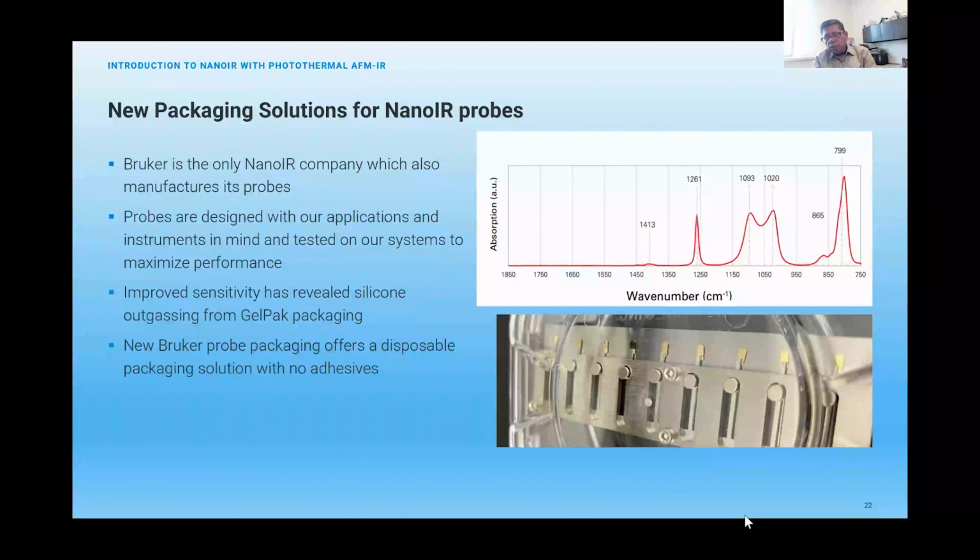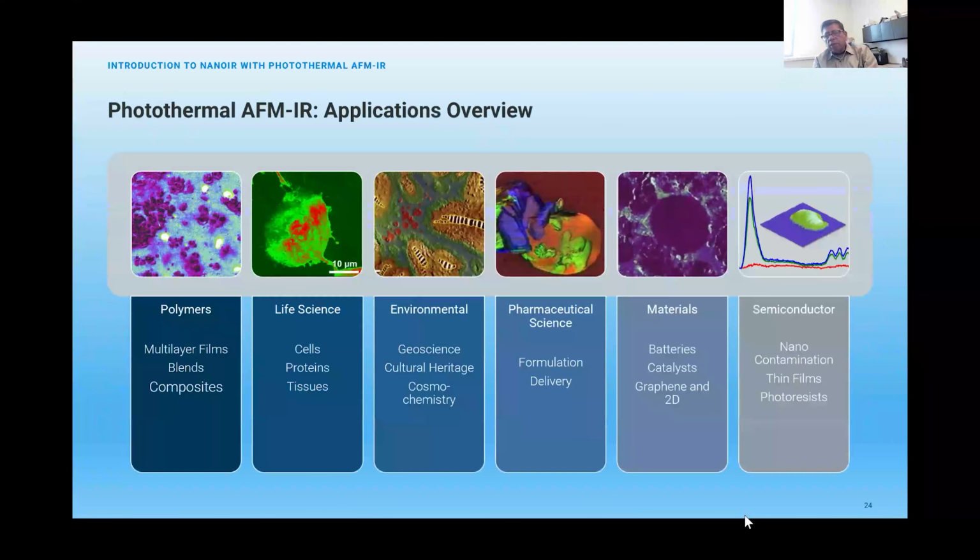Bruker used to supply the earlier probes in gel packs, which is PDMS, so obviously you could get PDMS contamination on samples. Based on the feedback that we provided, they are now sending these probes in metal holders, so at least the probe is not contaminated with any PDMS material. Some of the key applications are polymers, life science, pharmaceuticals, environmental materials, and semiconductors.